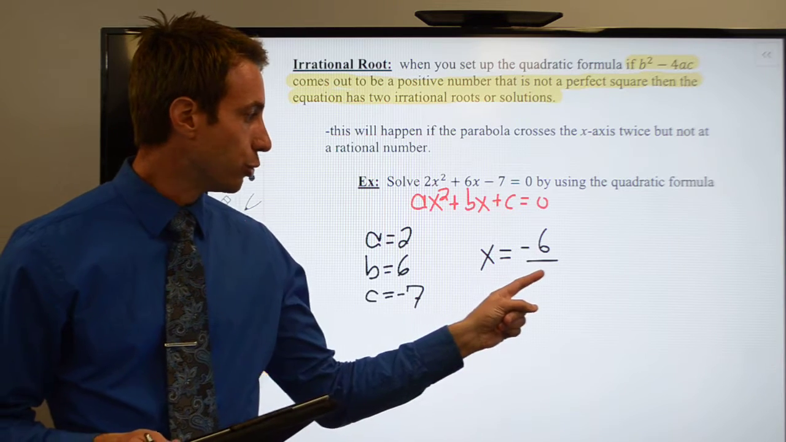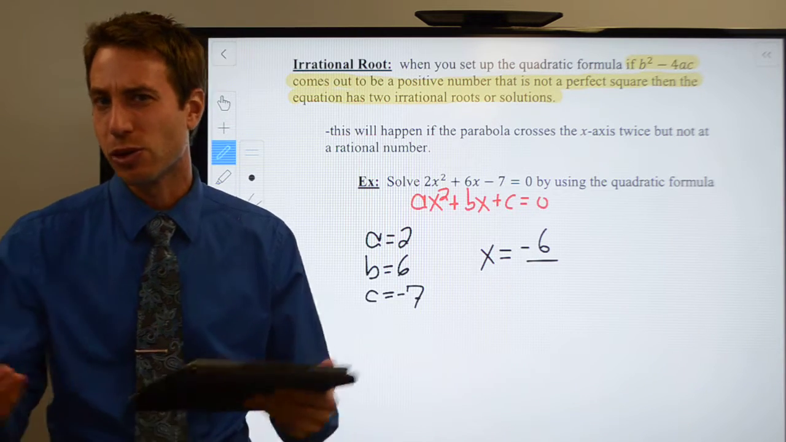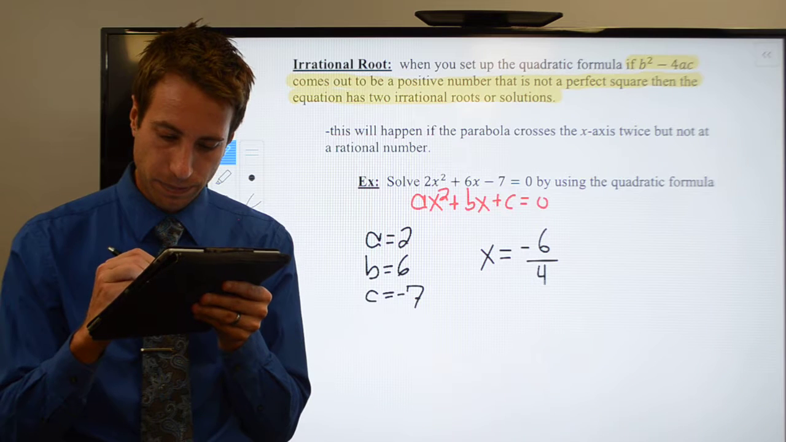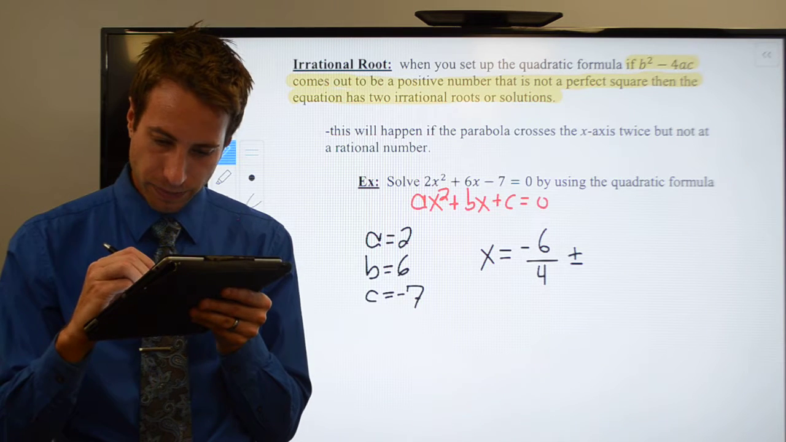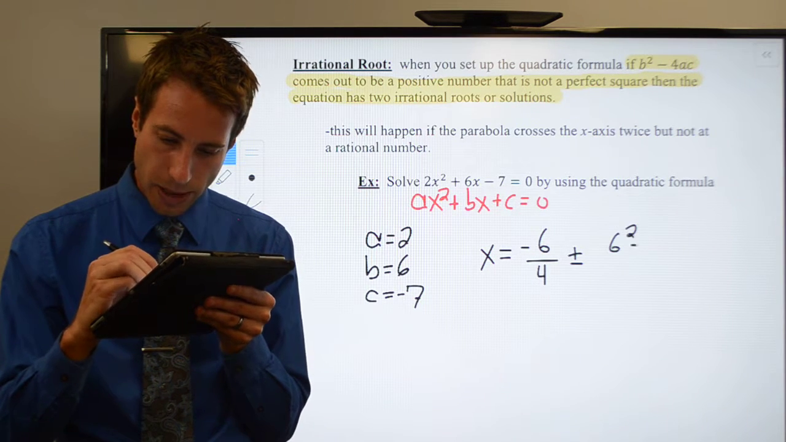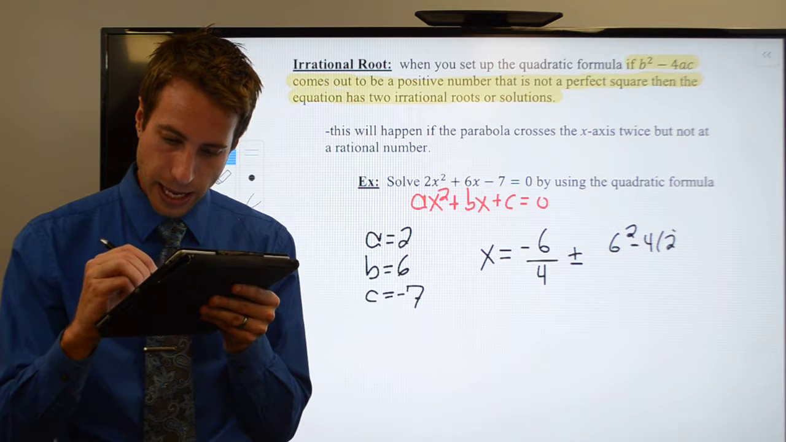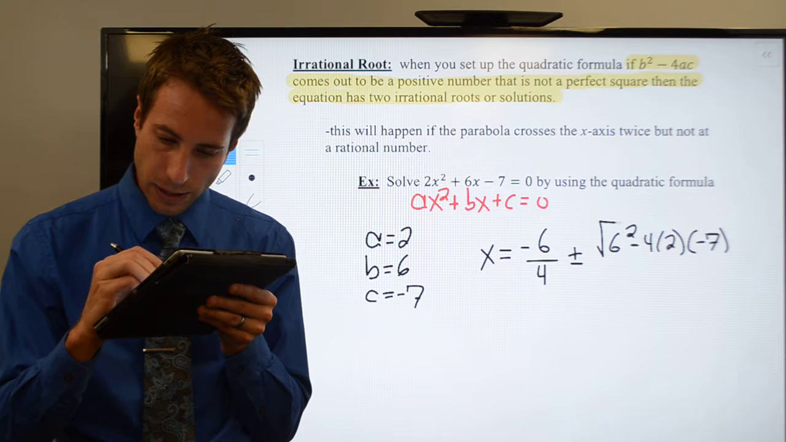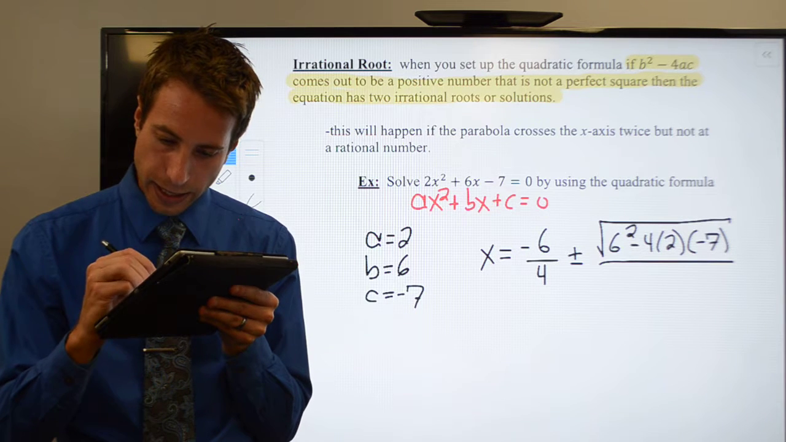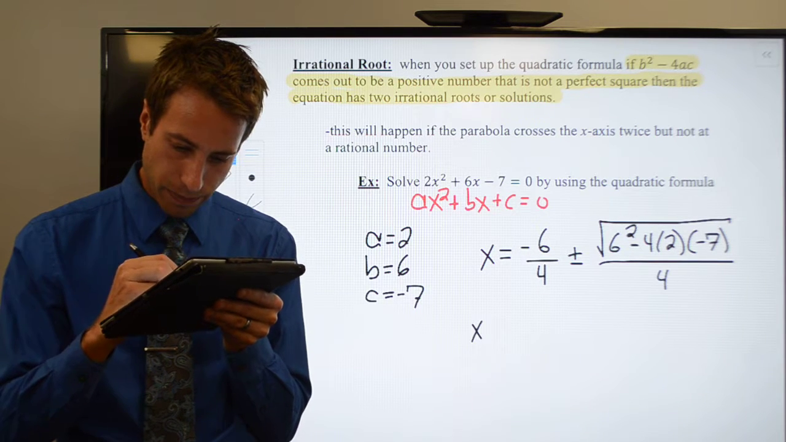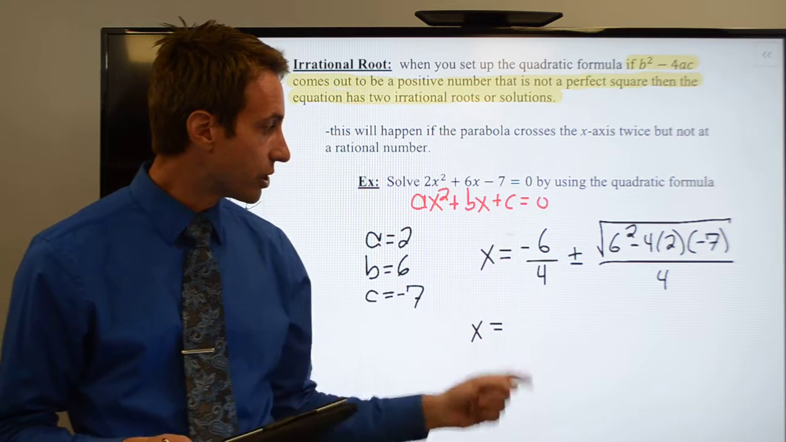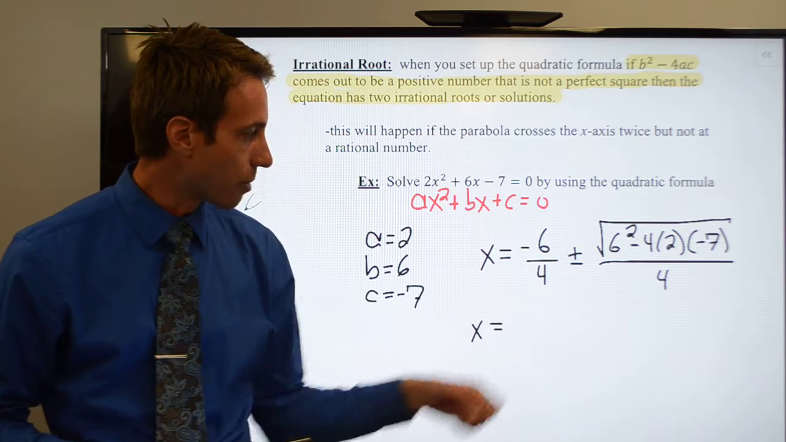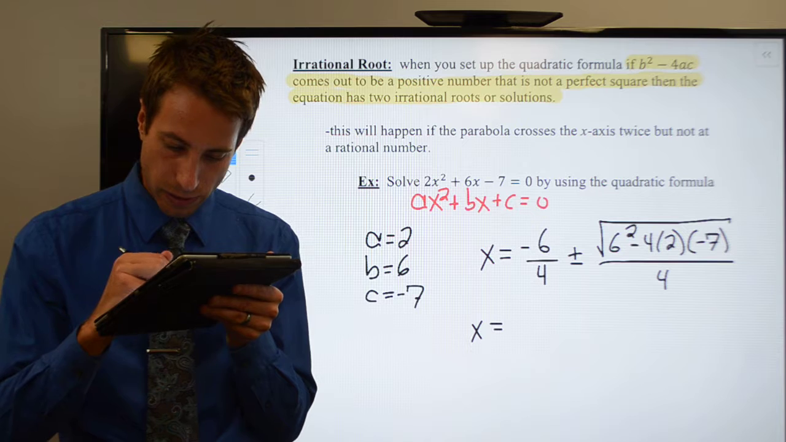Oh, careful. 2 times a, and my a is a 2, so it'd be 2 times 2, which is 4. Plus or minus 6 squared minus 4 times a times c, all over, once again, I get 4. All right, here we go. I can reduce this, pull a 2 out of both, and I wind up with negative 3/2.